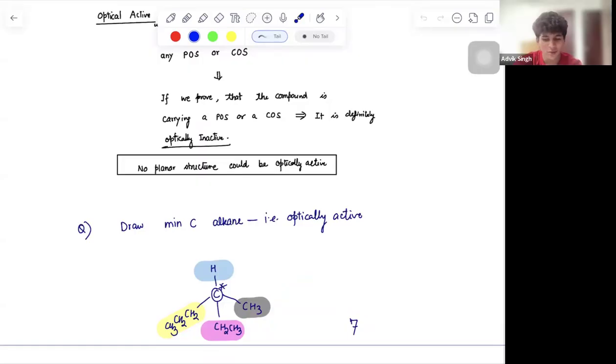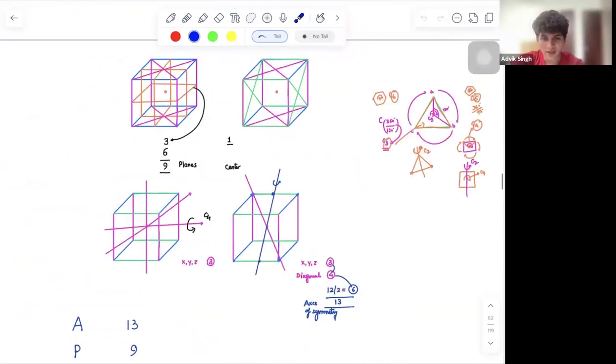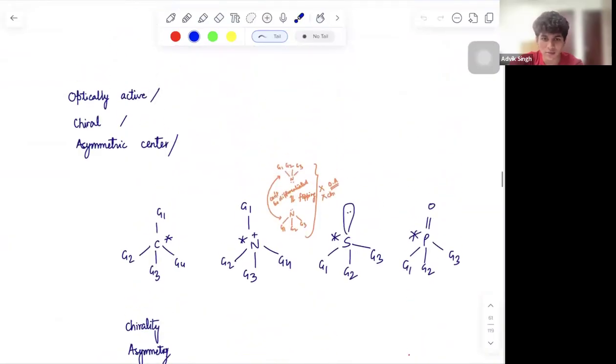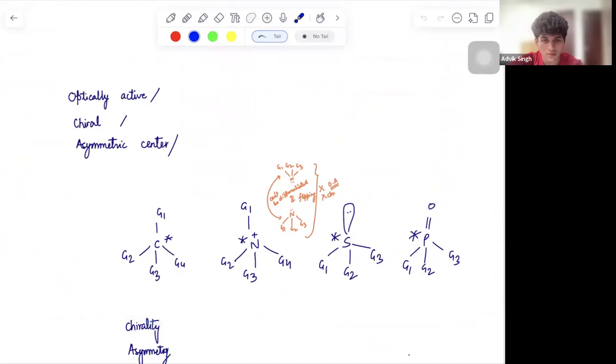Sir, I did not get optically active part. Like from this part only, I didn't get it. Okay, so you were there in the last class. Yes, the last class I was there, but the optical active part I didn't get, which you just explained. This part you were there in the class when I discussed it in the last class. Yeah, this one I was there. That's what we are just repeating.